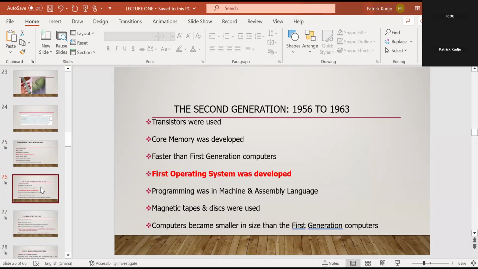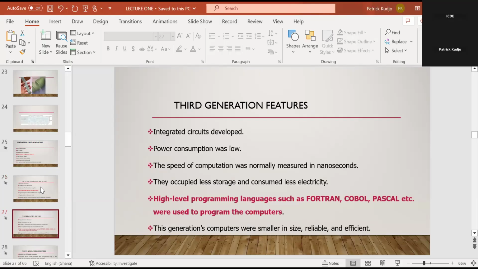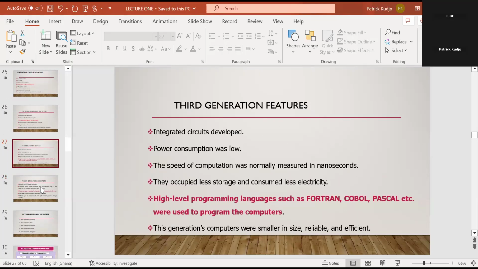We moved to the second generation, where transistors were used, core memory was developed, and it was also faster than the first generation. The first operating system was introduced. They used machine language, also known as binary code. We are looking at zeros and ones. Magnetic tapes were used. Third generation, integrated circuits. Speed was in nanoseconds. And more importantly, they used high-level language.